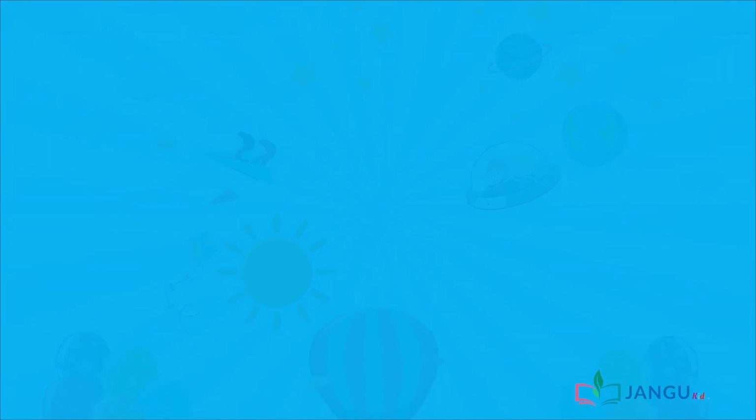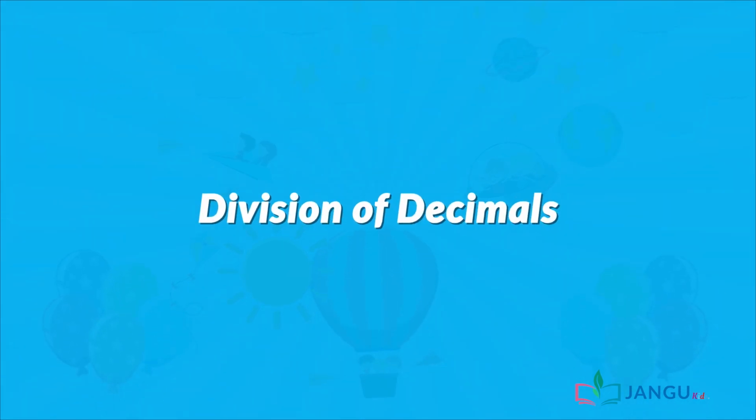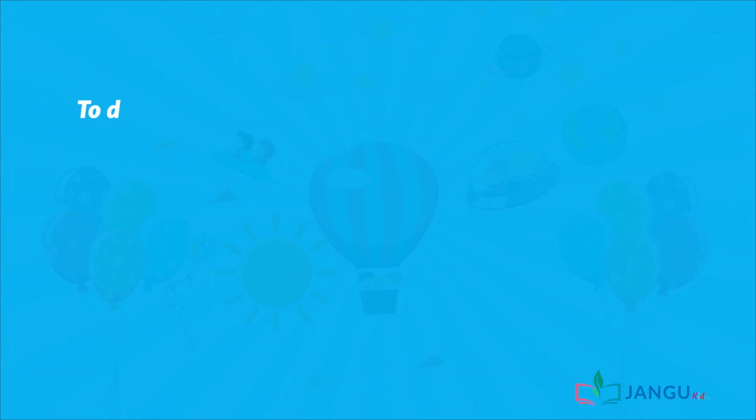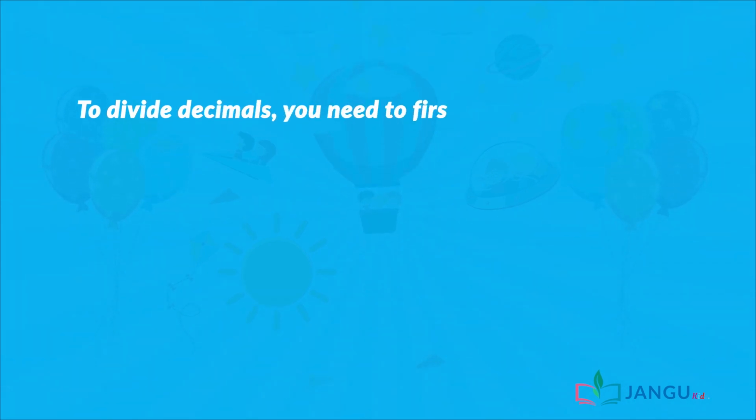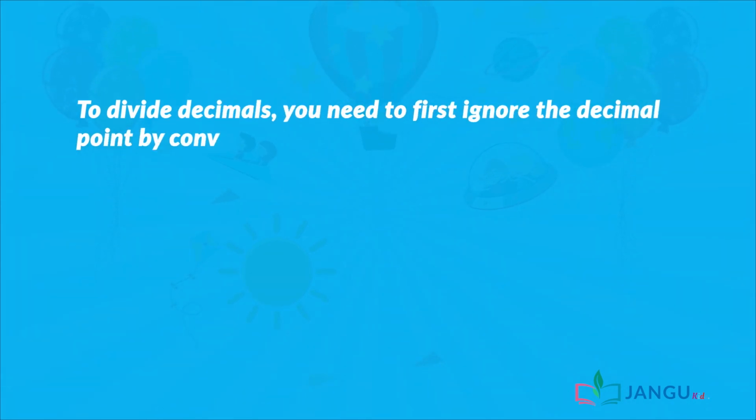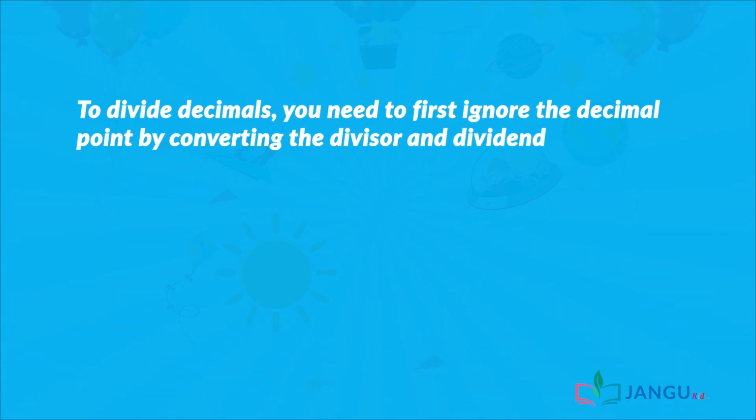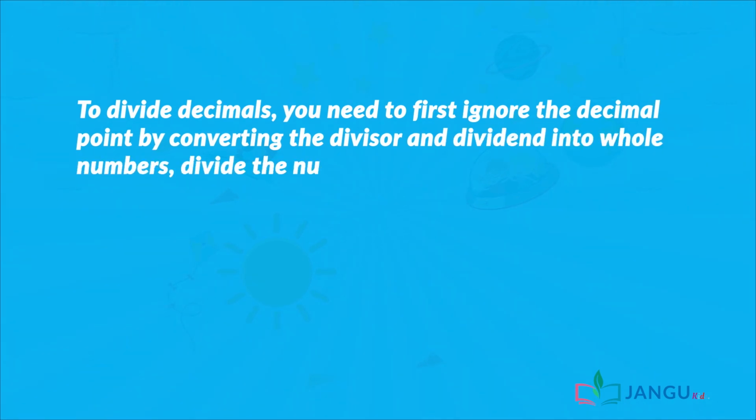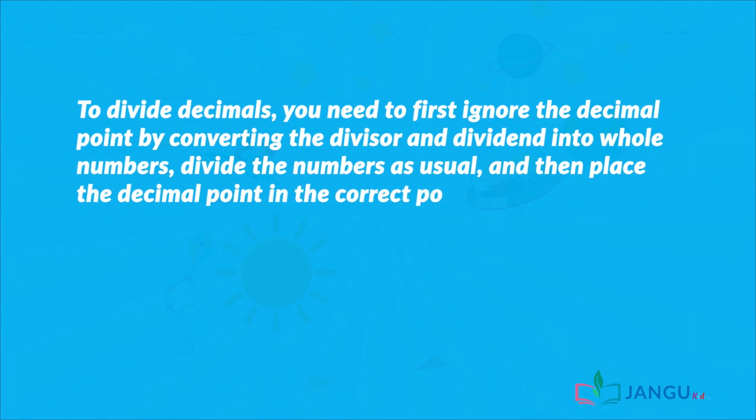Now let's carefully move on to the division of decimals. To divide decimals, you need to first ignore the decimal point by converting the divisor and the dividend into whole numbers. Divide the numbers as usual and then place the decimal point in the correct position. Now that sounds simple, doesn't it? For instance, let's take this example.